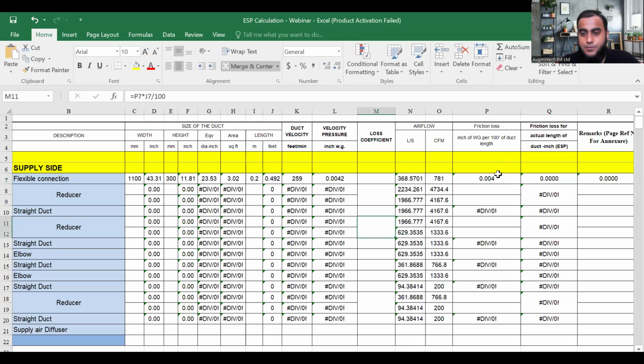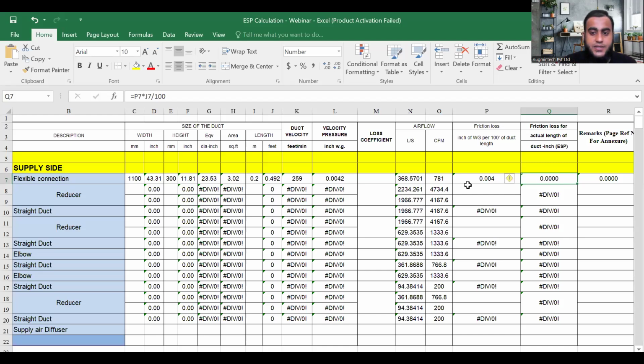Correct. As per that, when you see, in 100 feet of duct length, how much friction loss have we got? Tell me, please. Because the formula which I have shown you finds the friction loss value in 100 feet of duct length. So see, in 100 feet of duct length, the friction loss value in inch of water gauge is 0.004. But the total length of this canvas connection is 0.2 meter. So for that, how much? Tell me.